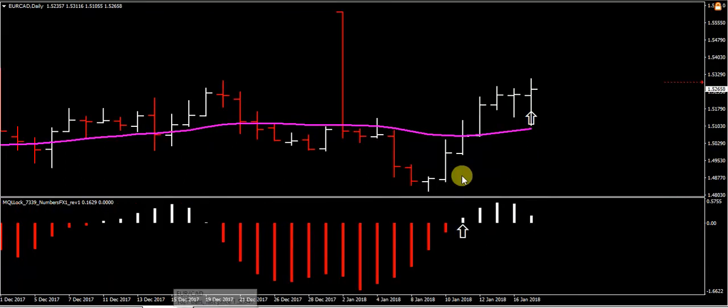EuroCAD was another one where we saw the volume rising up. We took the opportunity. It broke through the moving average. So as I say, I took the little bit of profit that there was.